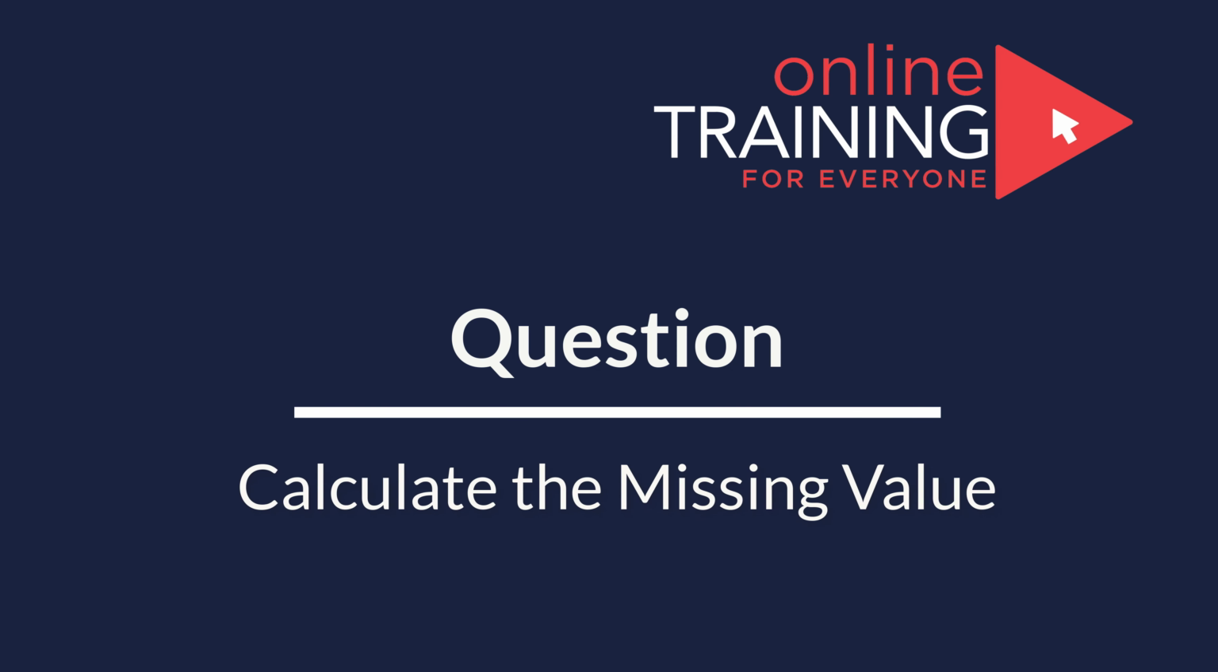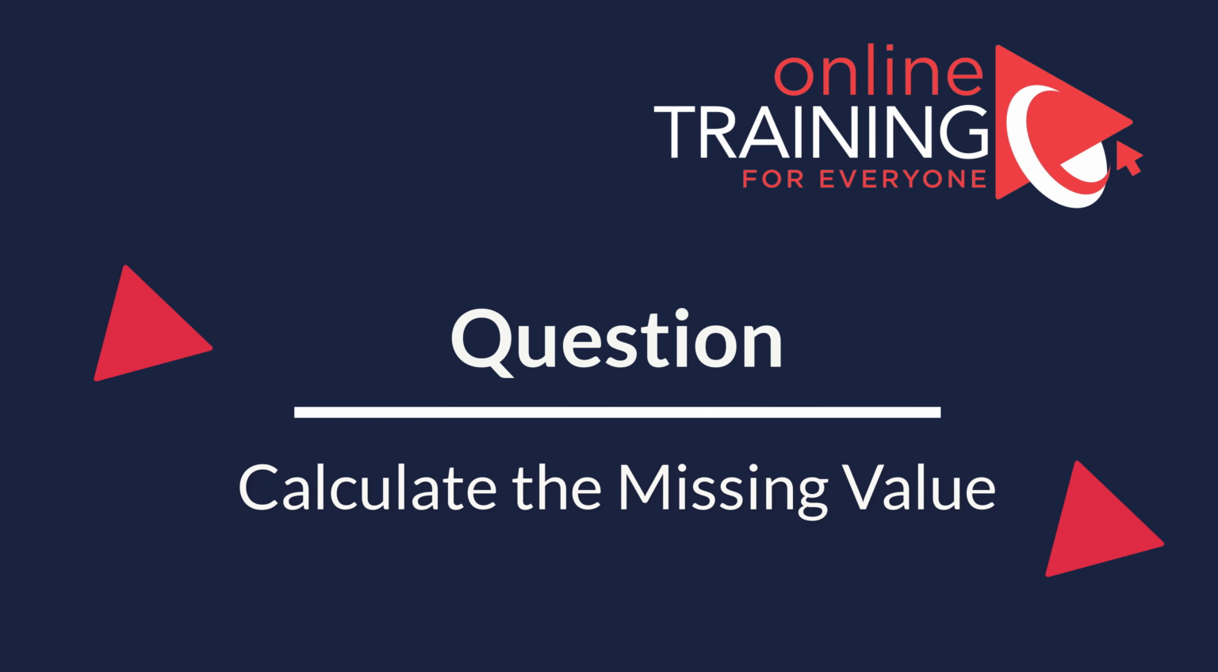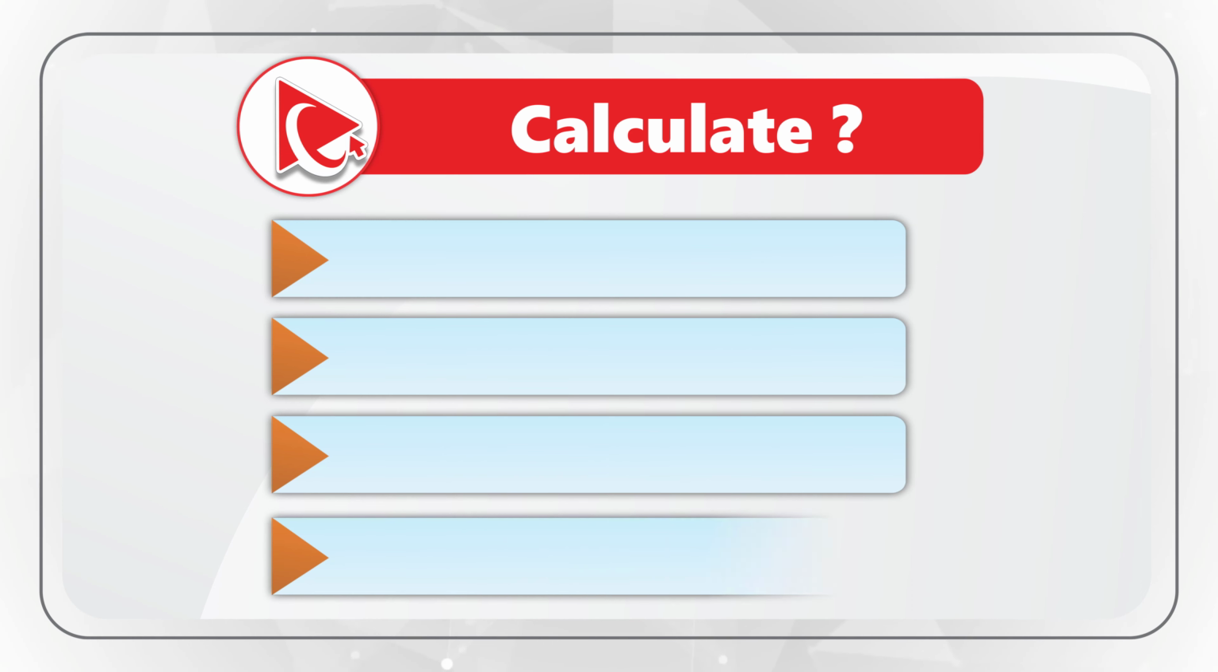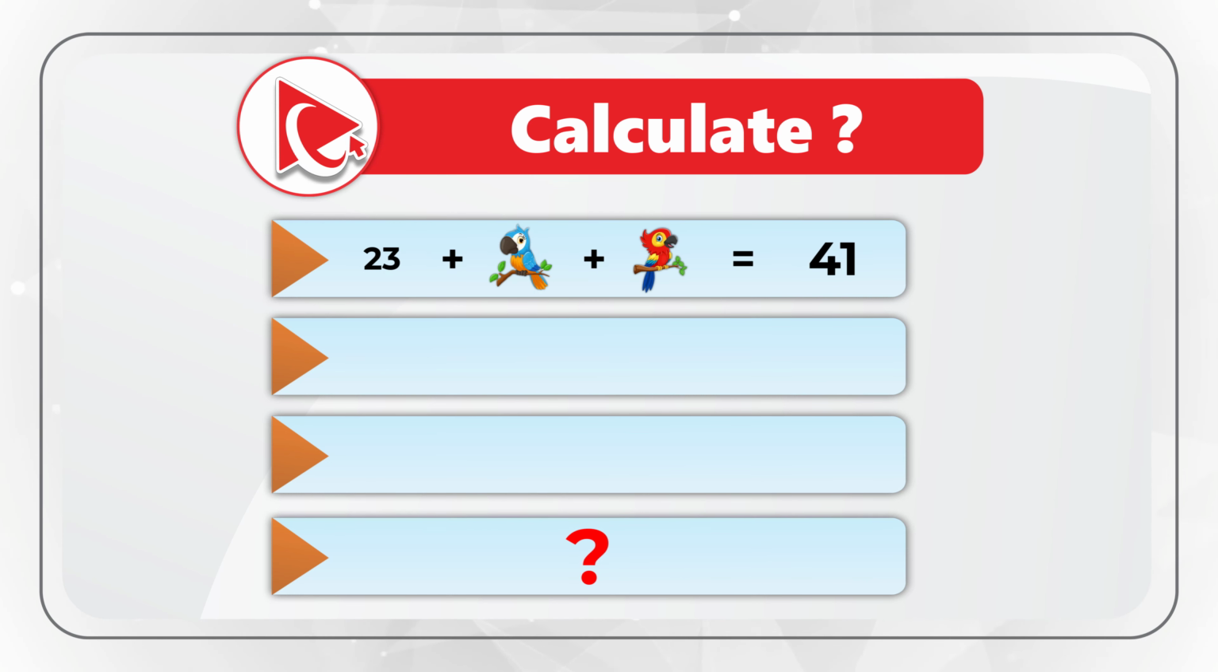One of my favorite questions is where you need to calculate the missing value. You're presented with 3 equations, and in the 4th equation, the result is missing. The first equation is 23 multiplied by blue parrot plus red parrot equals 41. Second equation, 19 plus blue parrot equals 31.